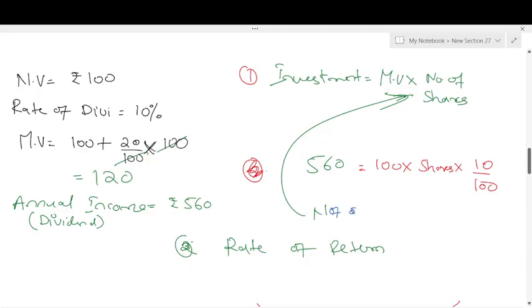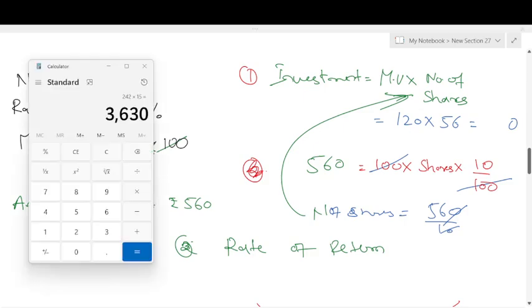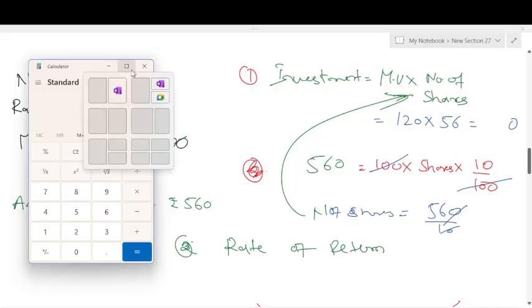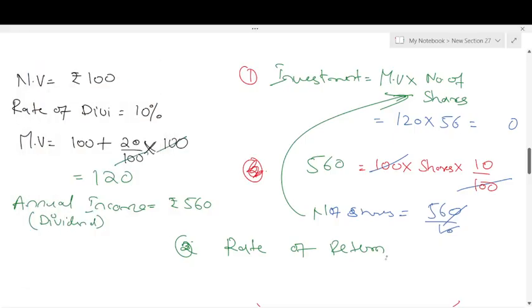So number of shares is equal to 100 and 100 gets cancelled. 560 divided by 10, 56. Investment is equal to 120 into 56. Rate of return is equal to annual income, dividend, divided by investment into 100.